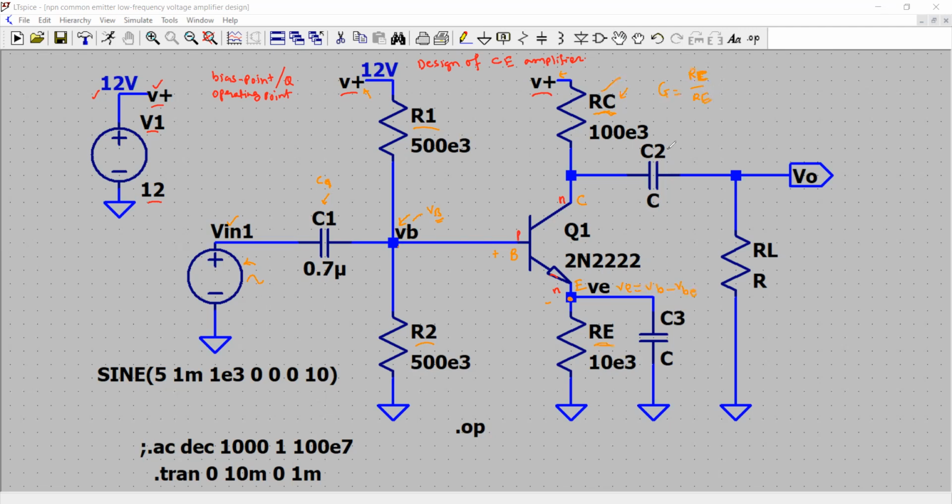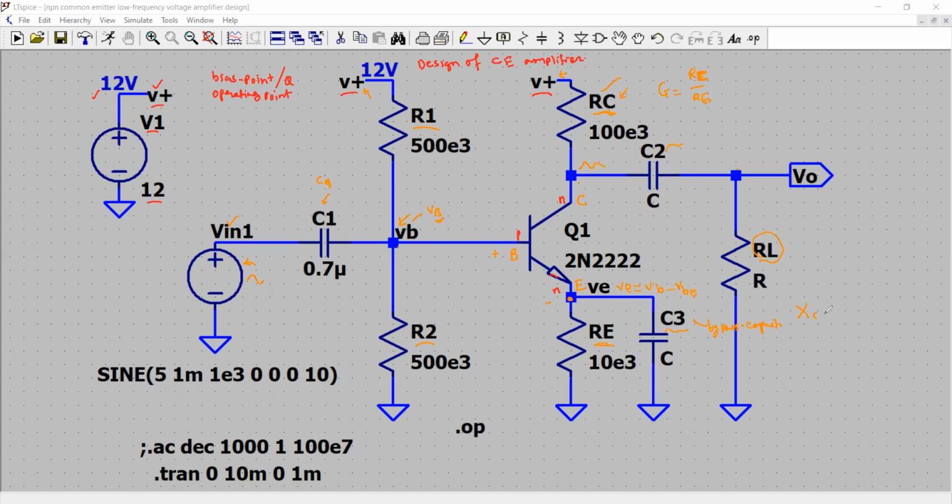Then you have another coupling capacitor that couples your output signal at the collector to the load, which is given by this resistor RL. Now this capacitor C3 is also called a bypass capacitor. Bypass capacitor. So what happens?